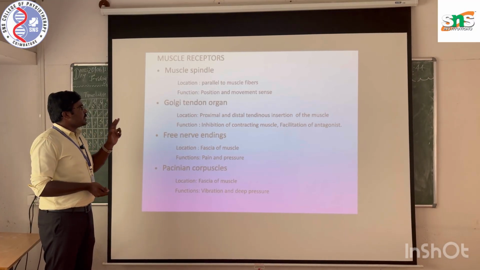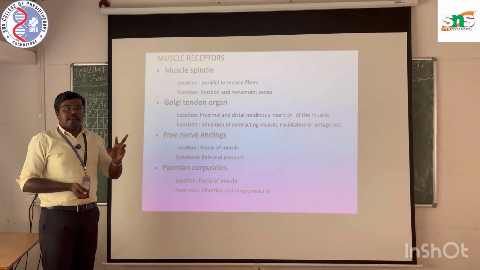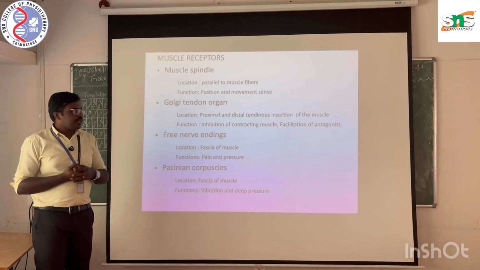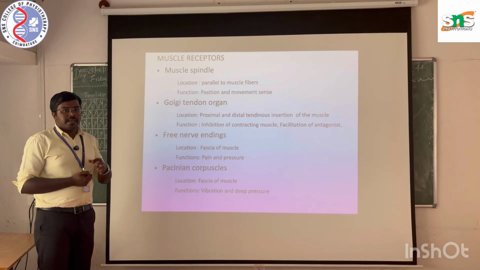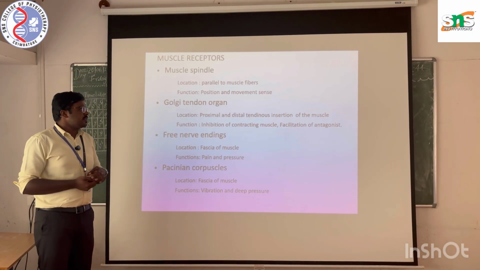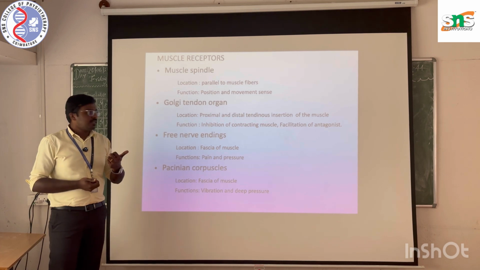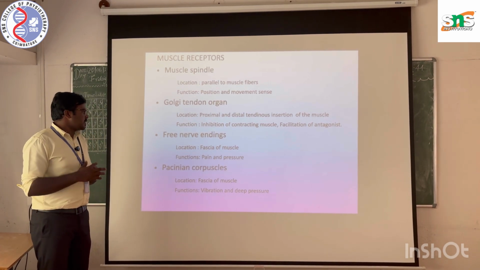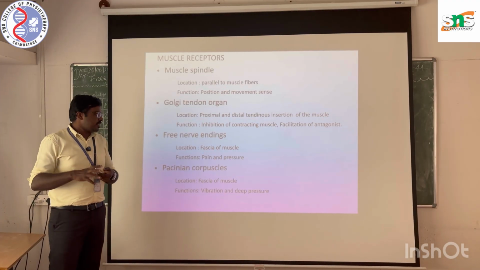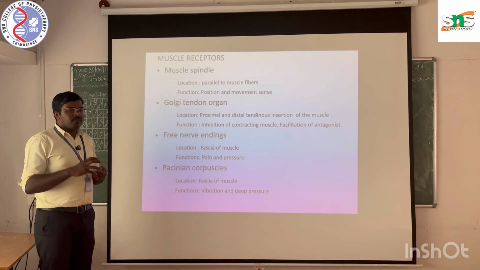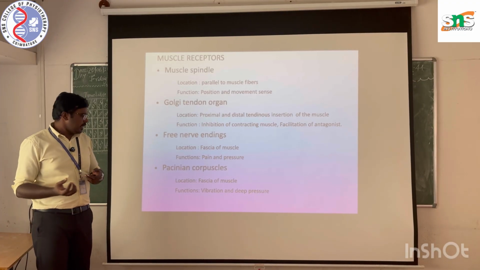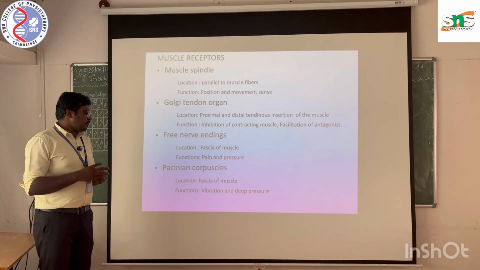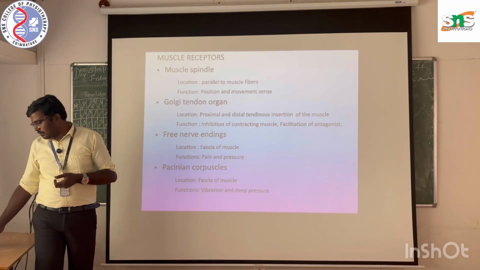First, the muscle spindle is located parallel to the muscle fibers, and its function is position and movement sense. The Golgi tendon organ is located at the proximal and distal tendinous insertion of the muscle. Its function is inhibition of the contracting muscle and facilitation of the antagonist. Free nerve endings are located in the fascia of the muscle, and their function is pain and pressure. Pacinian corpuscles are located in the fascia of the muscle, and their function is vibration and deep pressure.